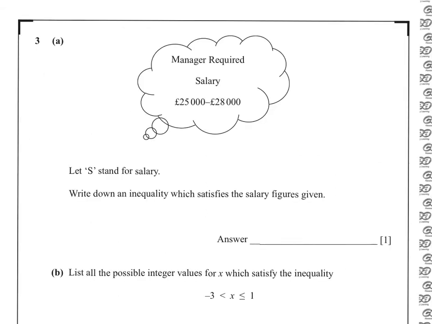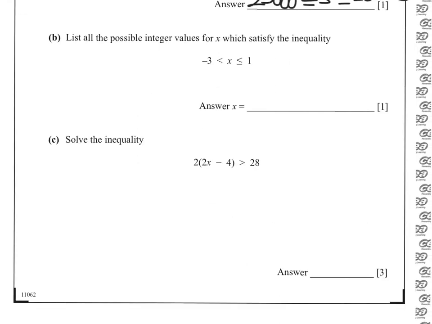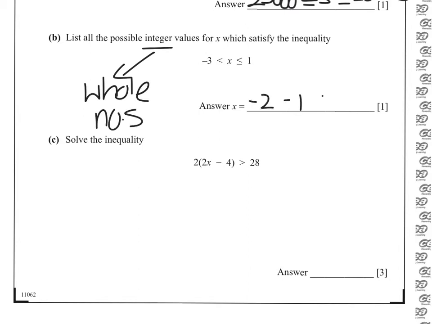So the manager's salary will be between 25,000 and 28,000. All of the integers that satisfy this, so integer means whole numbers. So we want the whole numbers that are greater than minus 3, so it's minus 2, minus 1, 0, and then 1, and less than or equal to 1.